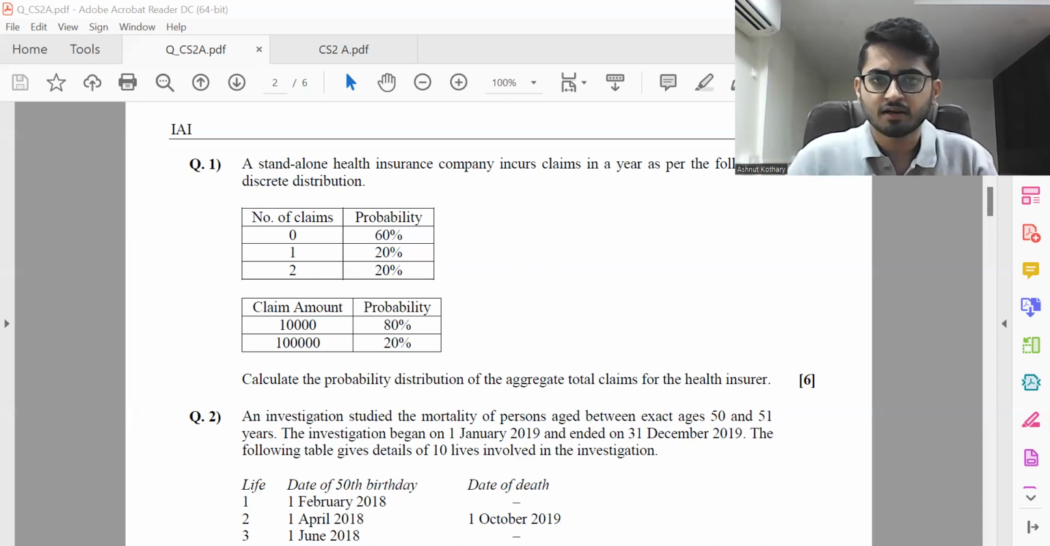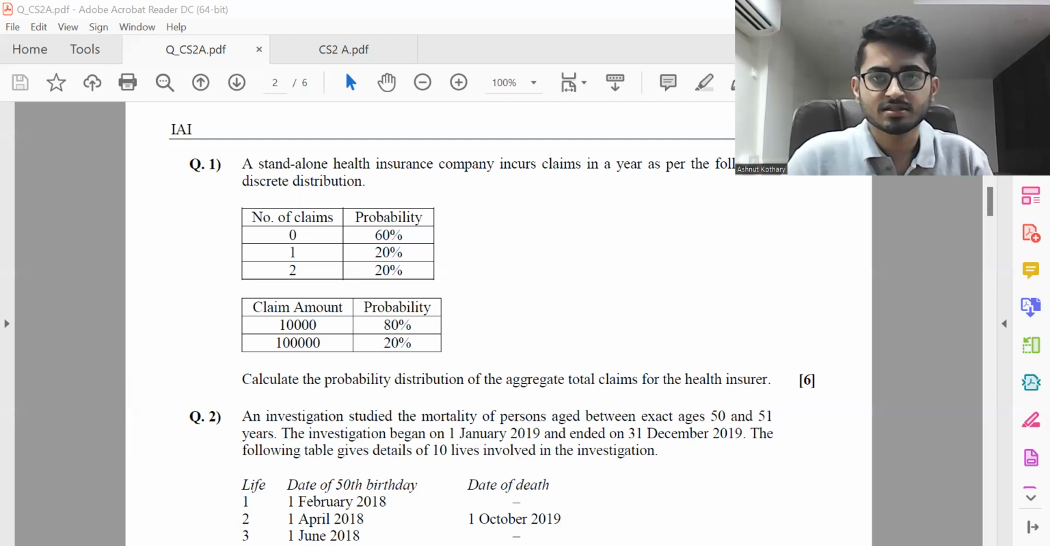Apart from that, I would say the students who had prepared well, who had practiced extensively by solving material questions as well as the past year, at least IFOA questions, should have been able to attempt a high number of marks in this particular paper. So now let's get started.